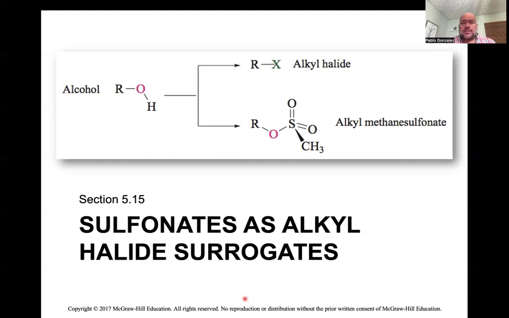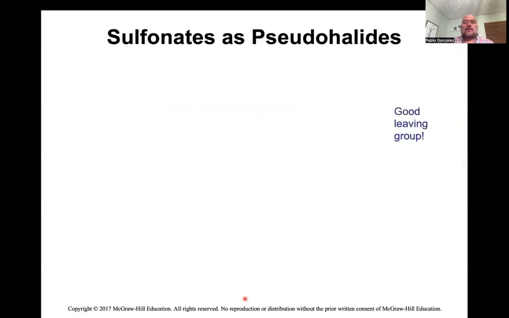Now, in this part, we're going to talk a little bit about sulfonates. Now that we talked about the thionyl chloride, we have a type of sulfonate there, and how they can be used as good leaving groups. Sulfonates as pseudo-halides. Remember at the beginning of this chapter, the importance of creating alkyl halides is that they are a good intermediate when we want to go from one compound to another, because that halide is a really good leaving group. If we can substitute that leaving group with another more efficiently, that will be great. And sulfonates are excellent leaving groups.